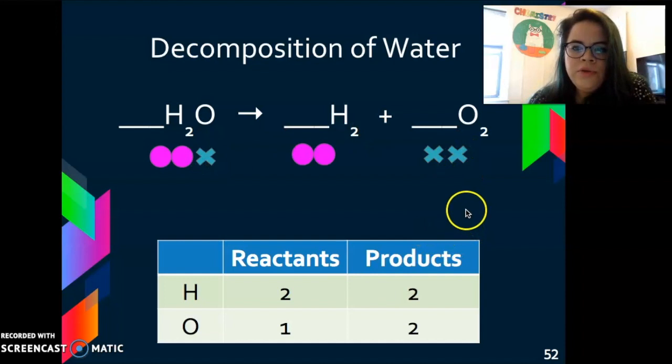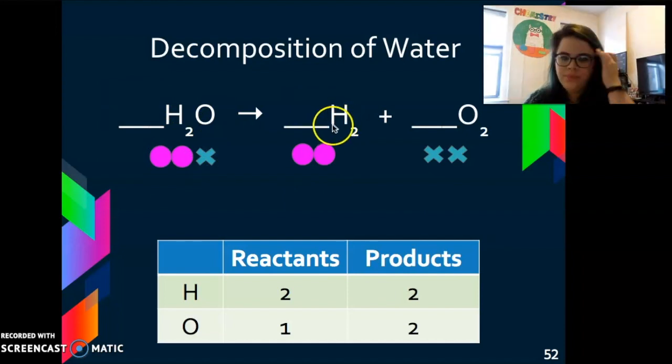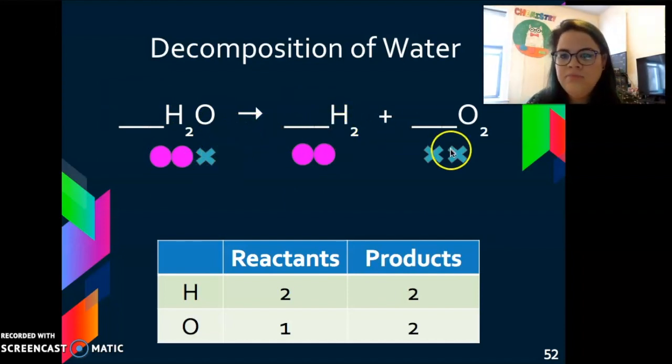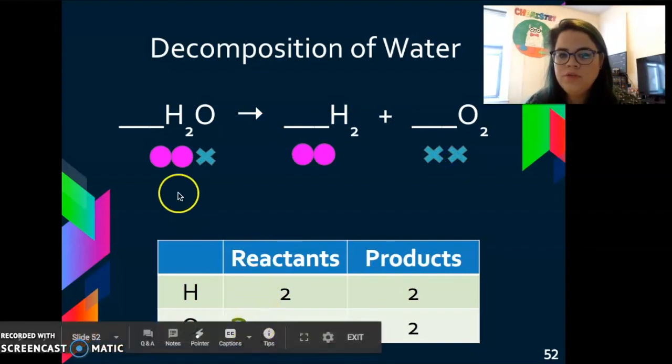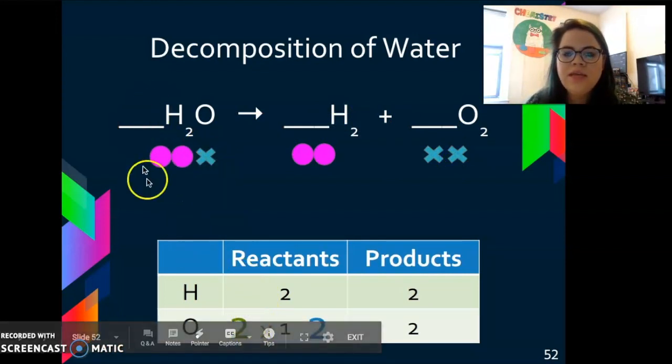And so what we're going to do is figure out how many of these groups we need to show a conservation. Now I have 1 oxygen at the beginning and 2 at the end. So what we're going to do is multiply this by 2. Okay, and so I'm going to take this number 2.